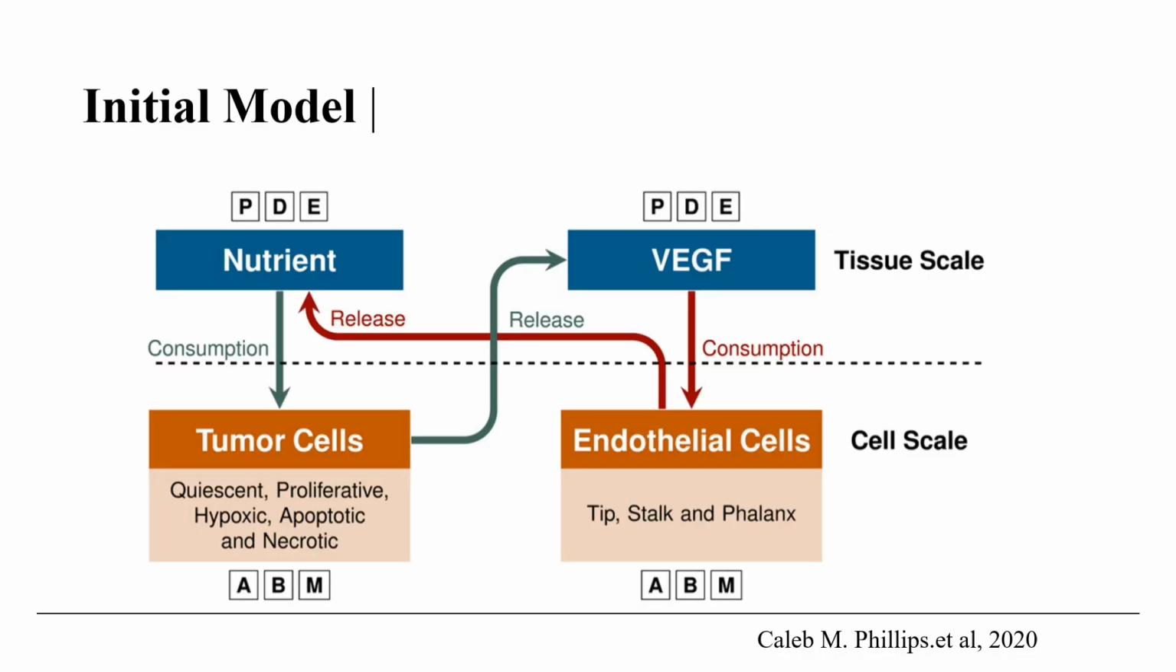The initial model. Now let's talk about the model we're using. It's a hybrid model that combines different types of modeling, continuum and discrete, at two scales, the tissue scale and the cell scale. On the tissue scale, we're looking at how nutrients and VEGF diffuse through the tissue. At the cell scale, the main agents are the tumor cells and the endothelial cells, which line the blood vessels.